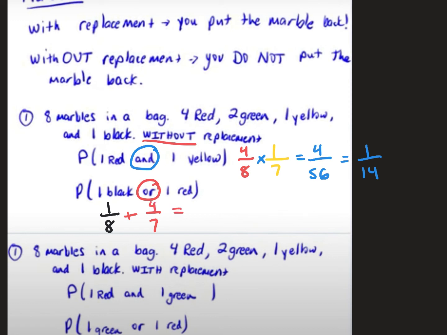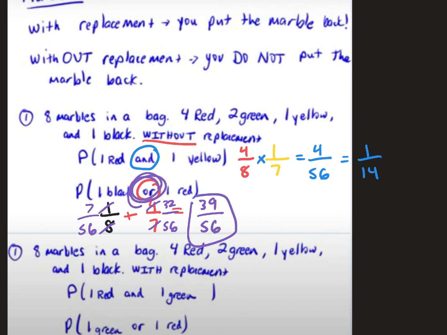How do I add fractions? What do I need? Common denominator. So I'm going to multiply the top and the bottom of the first one by 7. Because it's without replacement, the second time I draw a marble out of the bag, I only have 7 marbles total now. And then this fraction would become 32 over 56, because I multiply the top and bottom by 8. So this would be 39 over 56. Wait, why are we adding these what we multiplied by first? Got it.